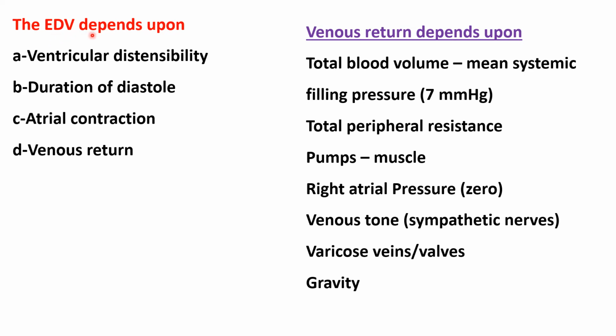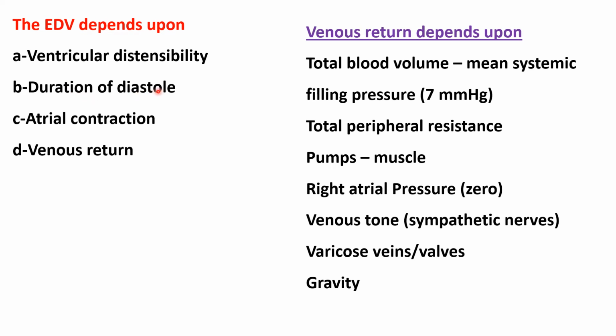So the end diastolic volume, that is the volume of the blood that is present in the ventricle after the atrial systole is completed, depends upon the ventricular distensibility. So if the ventricle is good and healthy, it will be distended when you are adding the end diastolic volume into it, and this will cause better contraction.